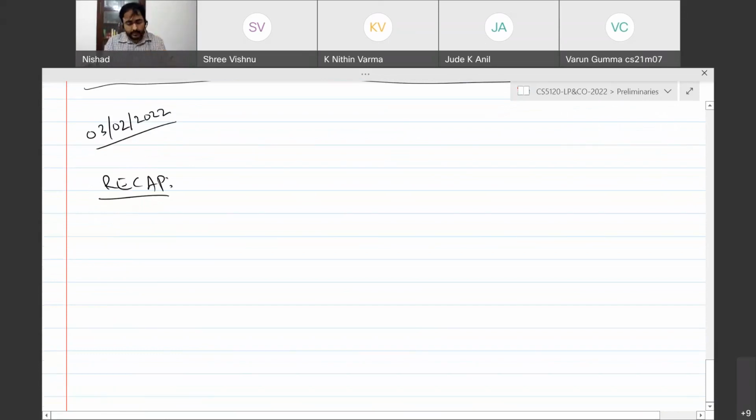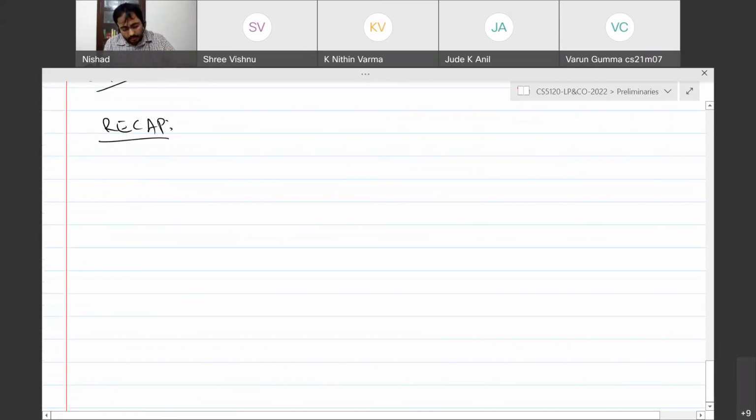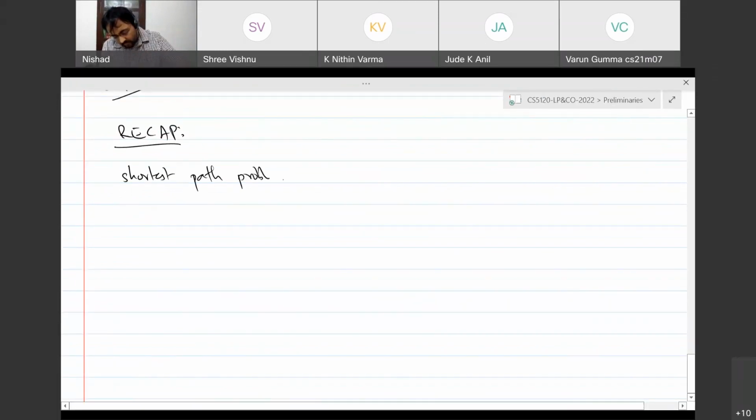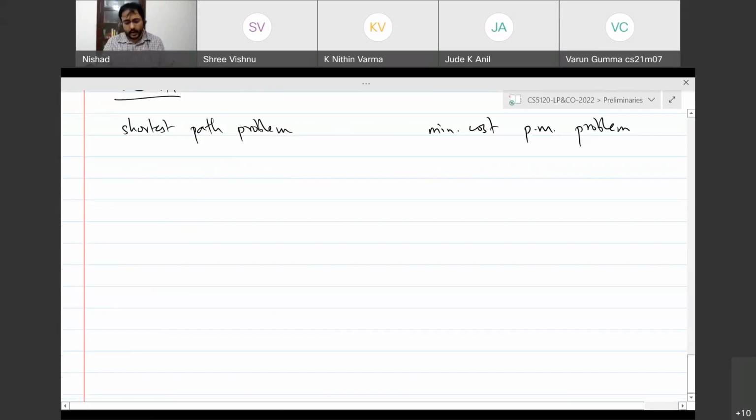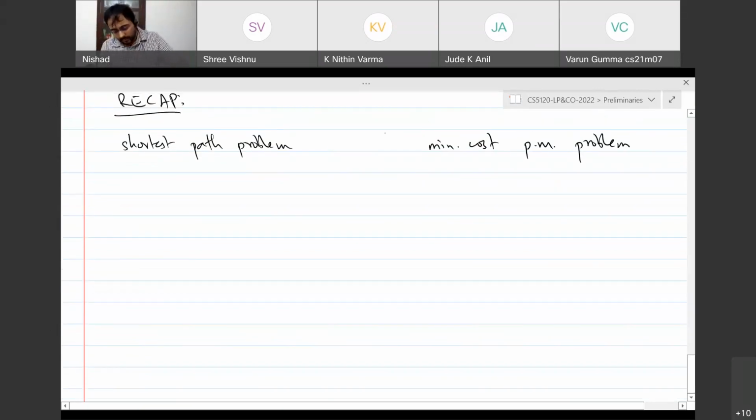So far we have seen two optimization problems of the min cost type. One is the shortest path problem, and the other is the minimum cost perfect matching problem. And I just want to write down the ILPs for both of these and do a quick comparison.